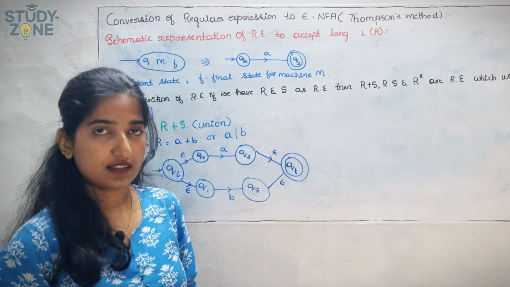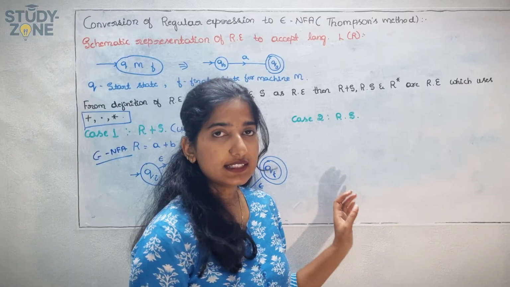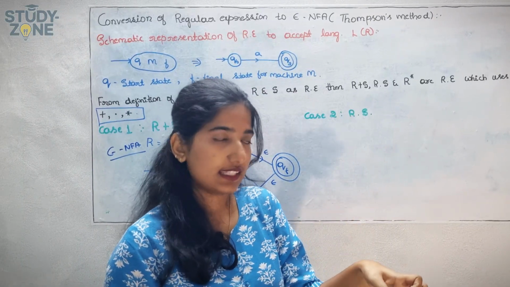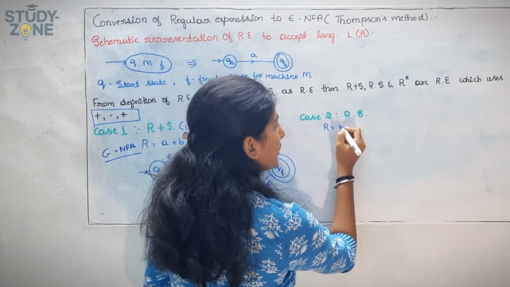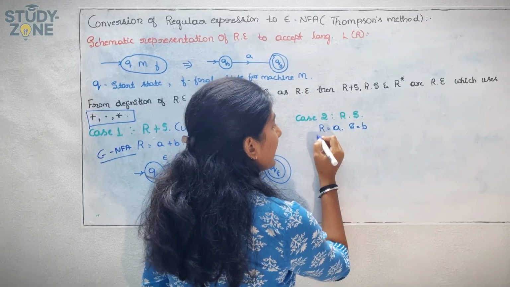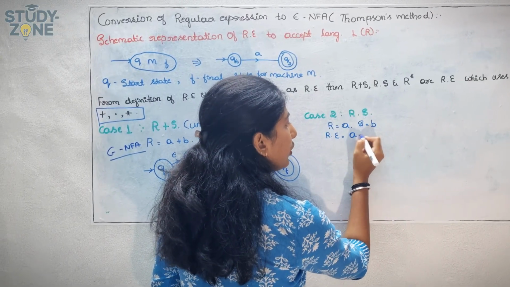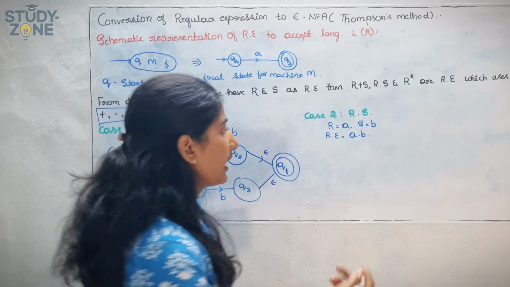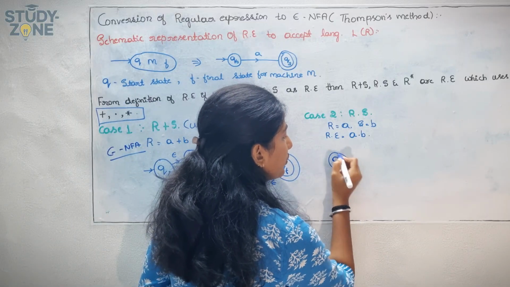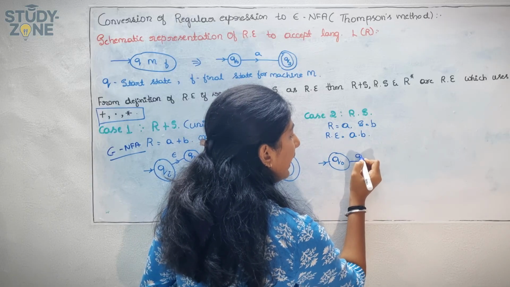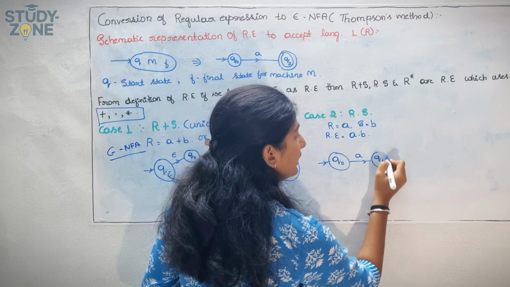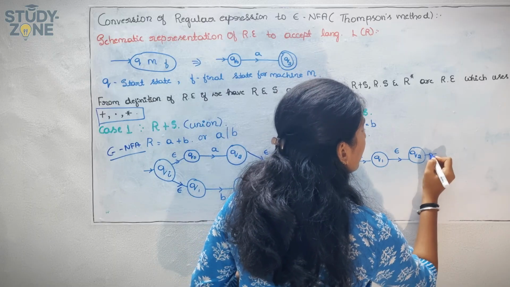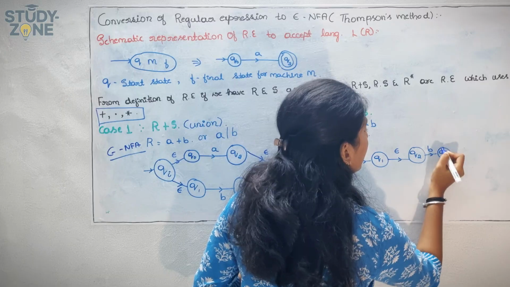Now let's look into the next case, that is concatenation. Here in the second case we have R dot S, right, which means R is concatenating with S. If I take R equals A and S equals B, the regular expression will be A dot B. At first I will have A and then A is followed by B. Okay, so there will be a starting state Q0, on A it will be moving to Q1, and then on epsilon it will be moving to the next state Q2, and Q2 on B it will be moving to the final state.